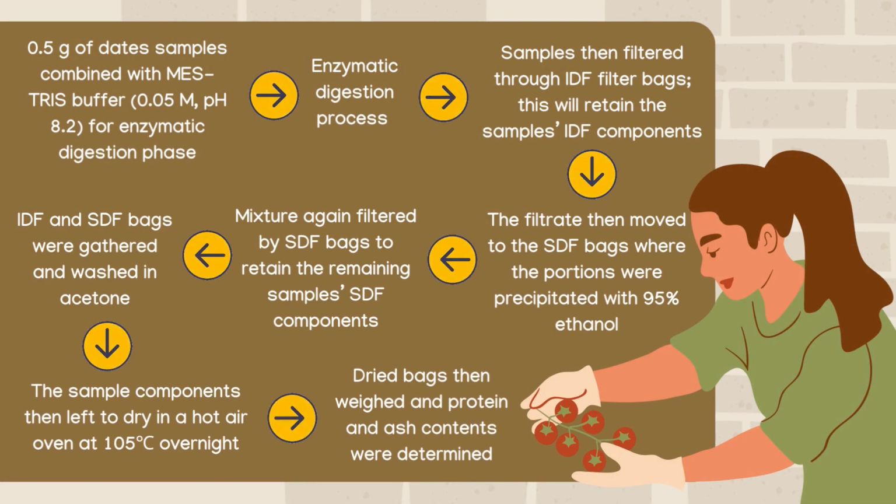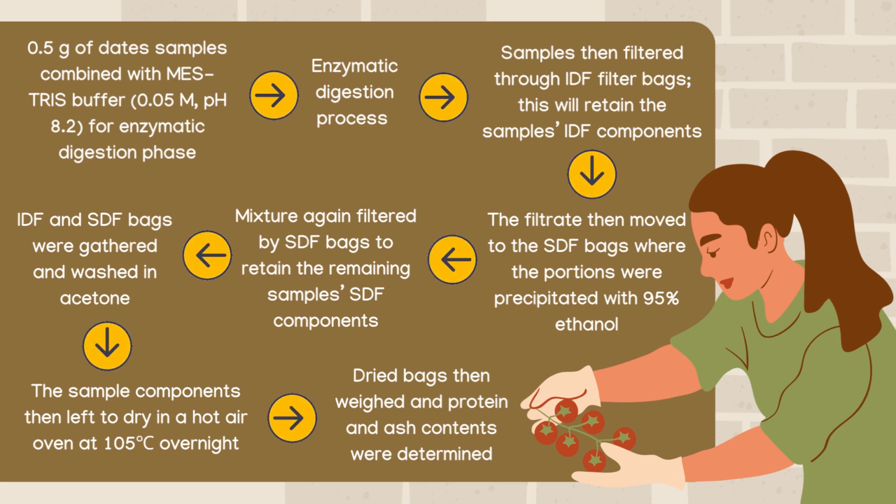Moving on, there are 8 steps that need to be done to complete this experiment. The first step is 0.5 gram of date samples combined with MES-TRIS buffer for the enzymatic digestion phase. The second step is the enzymatic digestion process, just like I've shared before. The third step is samples are then filtered through IDF filter bags, and this will retain the sample's IDF components. The fourth step is the filtrate is then moved to the SDF bags, where the portions were precipitated with 95% ethanol. The fifth step is the mixture is again filtered by SDF bags to retain the remaining sample's SDF components.